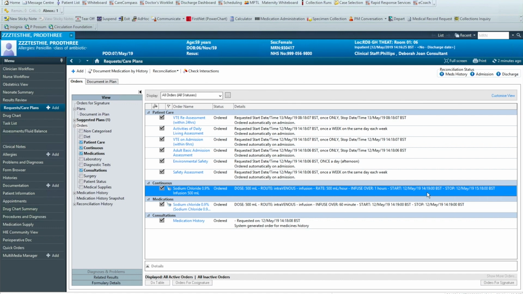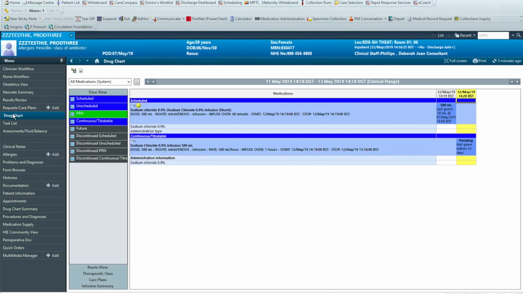For comparison, I've also ordered at the same time sodium chloride using the short infusion order, which I shall show you more of in a minute. Similarly, 500 mils of fluid as an intravenous infusion over 60 minutes. Again, due to start at 19 minutes past 2.